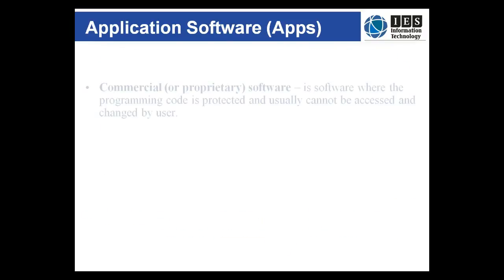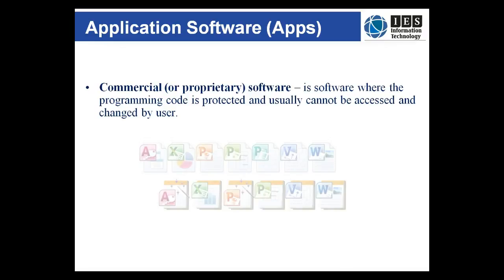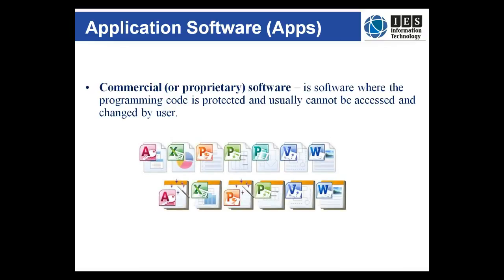Commercial or proprietary software is sold by vendors either through retail stores or over the internet. The source code of the application is protected and can't be accessed or changed by anybody except those people involved in the production of the software. The most widely used commercial software is Microsoft Word, which is part of the Microsoft Office suite. It has become the default standard for word processing across the Western world. How it got there is a whole other story in itself.